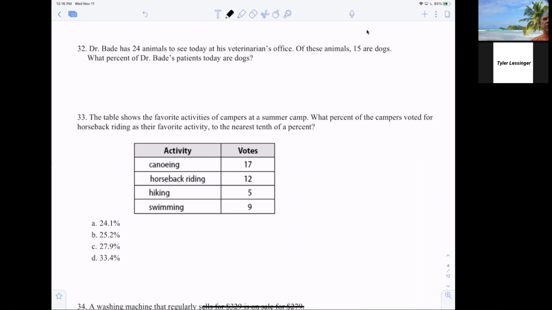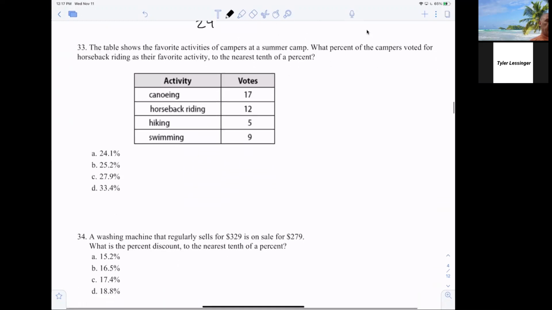So what percent are dogs? How do I figure that out? Yes, 15 out of 24. Which is? Which is? Yes. I'm good with that. All right, 33.